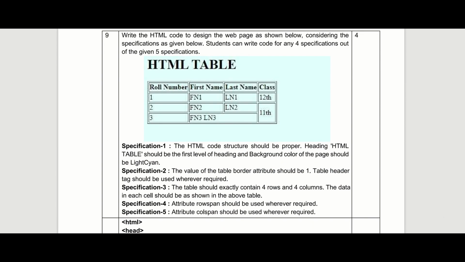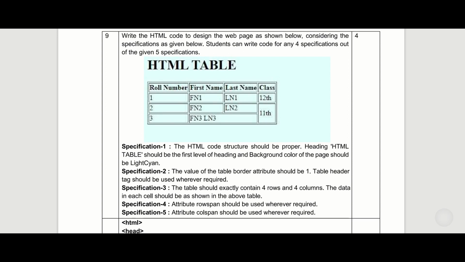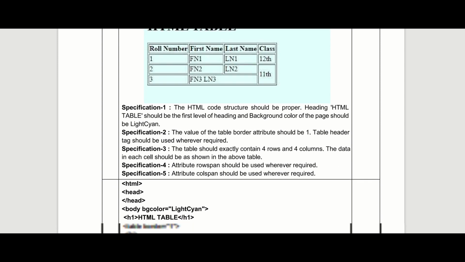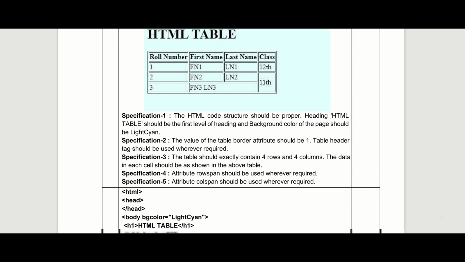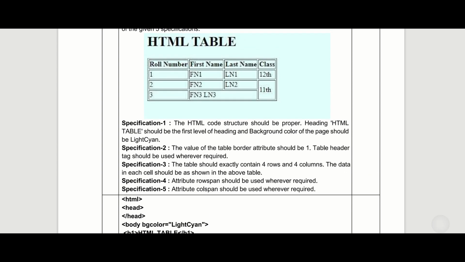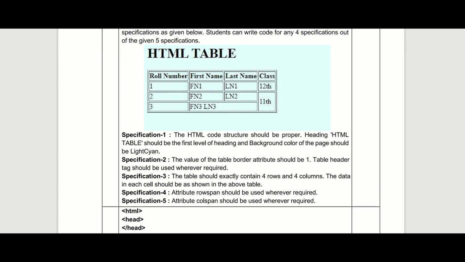Now comes the HTML code. For row span and col span, you can see the video in the playlist, so you can easily understand. But in this question 5 specifications are given and you have to consider any 4. Here I want to give a tip. Whenever you write, please mention the specification in your exam. So first you see what is asked. Here an HTML table is asked. So this is the heading.